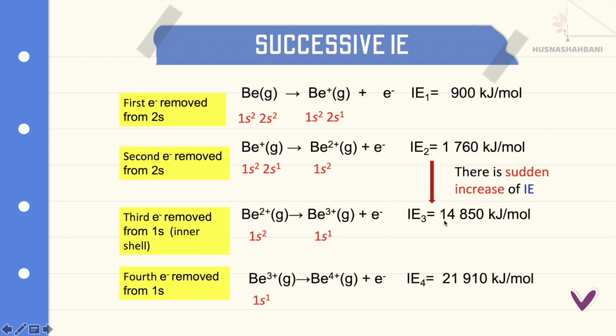The fourth time is probably double this value, 21,910. So going from 14,000 to 21,000 is not a sudden increase. It's roughly double the value. The sudden increase from the second to the third is extreme, so we know the electron is removed from a different principal quantum number. The fourth is still removed from n equal to 1, and the third was removed from n equal to 1, which is why the value is only about double. Okay, this is how you know where the electron is removed, by looking at the data of successive ionization energy.